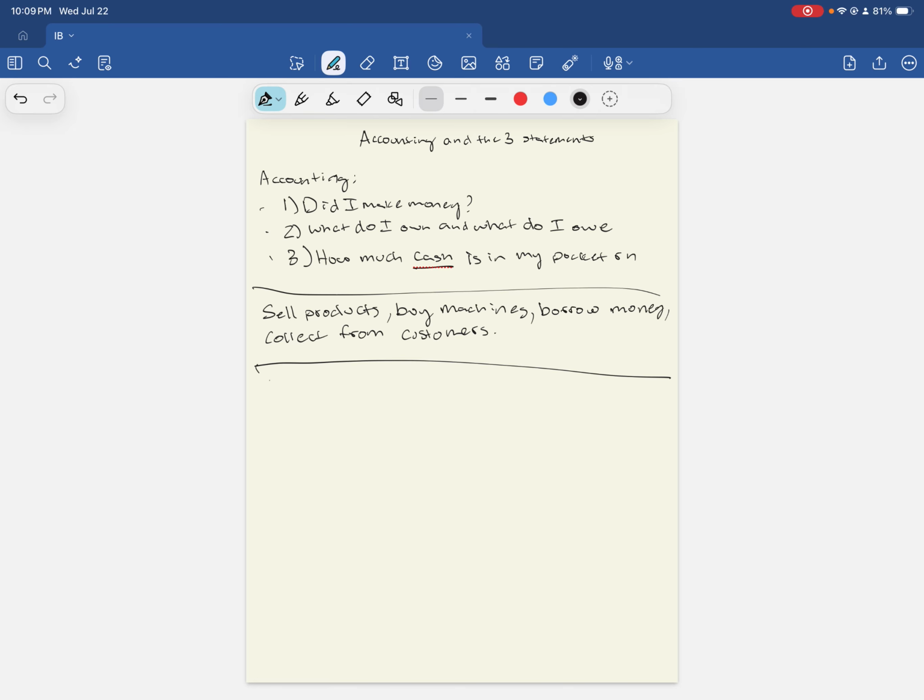Let's split this up into three columns. These are your three statements that you need to know. They're 100% going to be tested. Accounting is always tested in IB interviews, and wherever you go, accounting is a really good thing to know. So here's your income statement. We'll just write income. Here is your balance sheet. And here you have your cash flow statement.